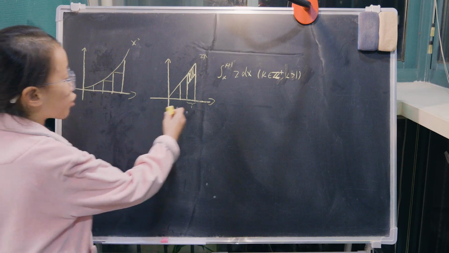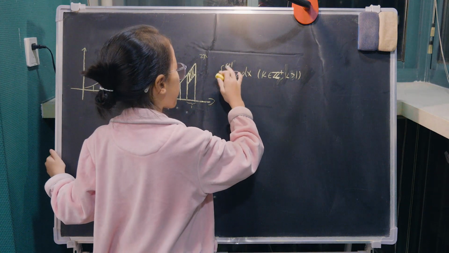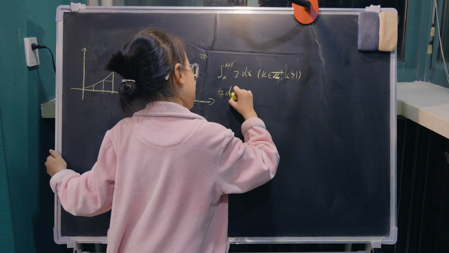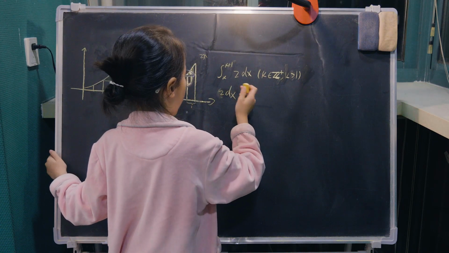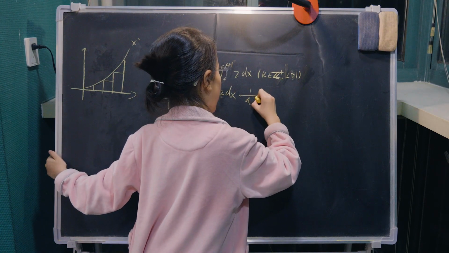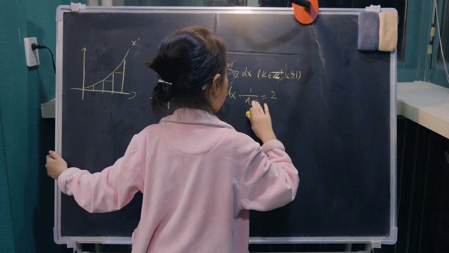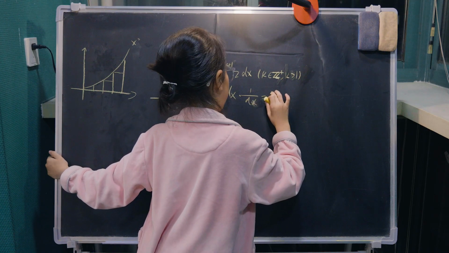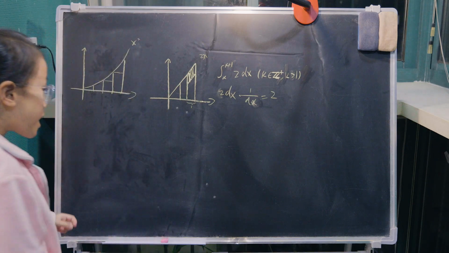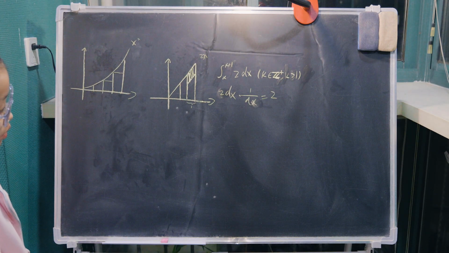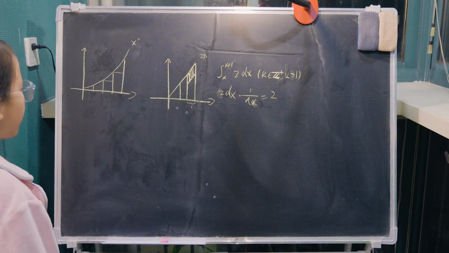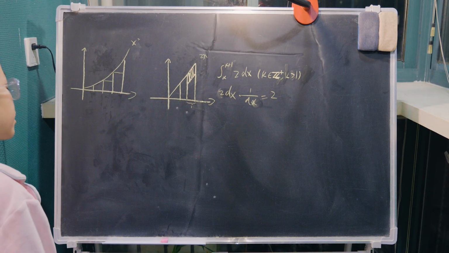So actually, we can write out, oh, we don't write the integral. If we don't write the integral, we can write 2dx. We have many ways to explain this, right? And then 2dx times what? 1 over dx. So what's that? I think that's equal to 2, right? Okay, so this area is what? It is 2, right? Okay, so it's 2.